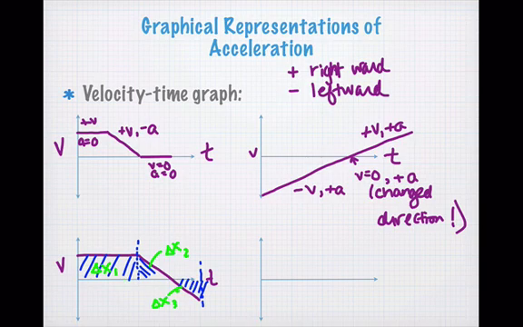Now, how would I find those areas? Well, I've got a rectangle, a triangle, and another triangle. So this would be basically the base times the height here. This would be 1/2 the base times the height here, and this would be 1/2 the base times the height here. These would both have positive values. This would have a negative value because it's below that axis. So you could calculate the total displacement from a velocity time graph using the area bound by your curve.